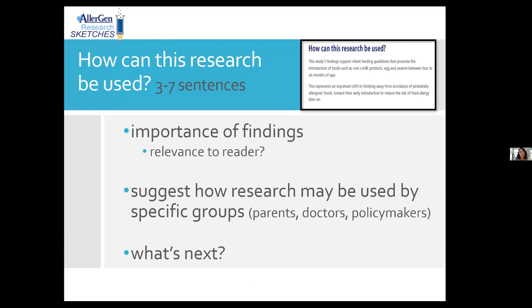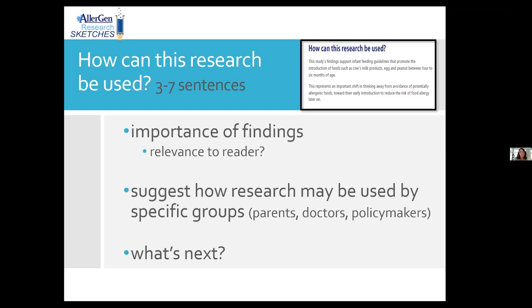The final section of the research sketch is, how can this research be used? In a few concluding sentences, you discuss the importance of your findings, but not just in terms of the importance to your field, but in terms of their relevance to the lay reader. How do your results relate to people, communities, health, technology? So try and find a relevance in the bigger world.